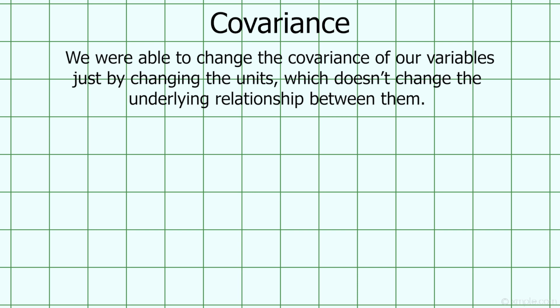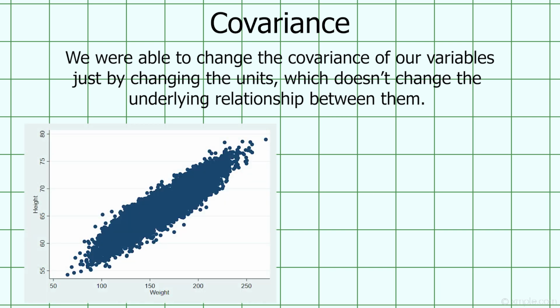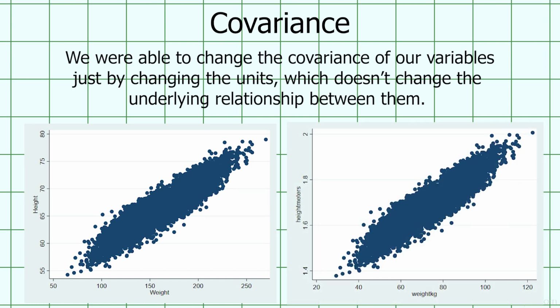To confirm this, look at the scatter plots of our imperial and metric variables side by side. They look exactly the same. All that's different is the scale of the axes. But these two scatter plots end up having wildly different covariances. If we can make the covariance between two variables as large or as small as we wish just by changing the scale, then the size of the covariance can't really tell us anything. Okay, so we'll need something else to measure the association between variables, something that's not scale dependent.